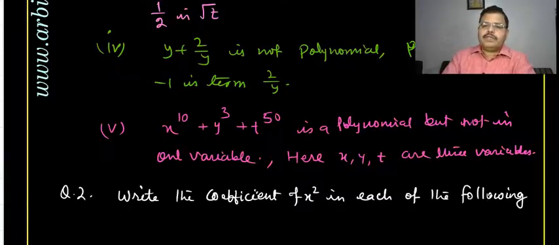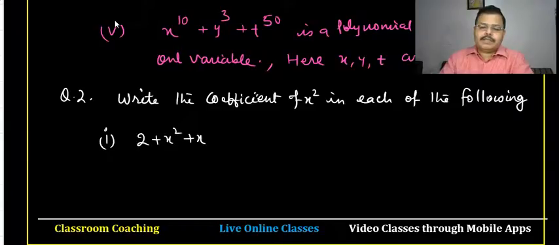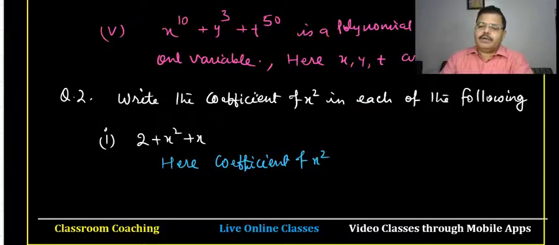Write the coefficient of x square in each of the following. The first one is 2 plus x square plus 6. What is the coefficient here? Will you tell me? The coefficient of x square is 1. Because there is no visible coefficient, that is why we will say 1.